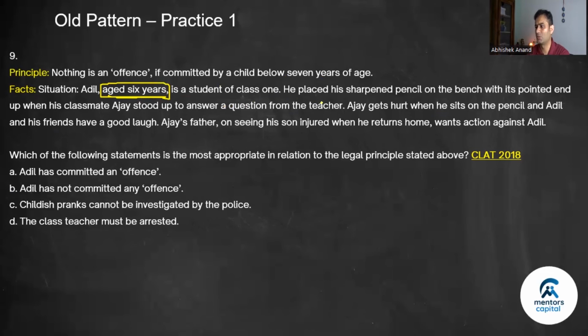Is a student of class 1. He placed his sharpened pencil on the bench with his pointed end up when his classmate Ajay stood up to answer. Many people have done this in their life. Okay. Ajay gets hurt when he sits on the pencil and Adil and his friends have a good laugh. Ajay's father, on seeing this, takes action against Adil. Can he take any action against Adil? No, he hasn't committed any offense. Why? Because he is less than 7 years of age. So answer would be B.